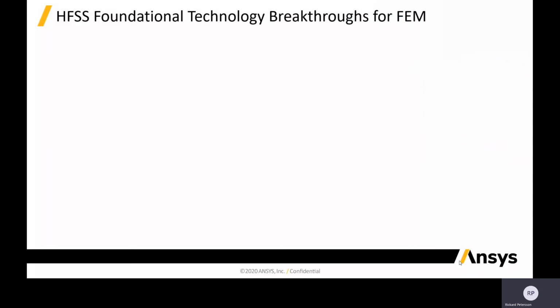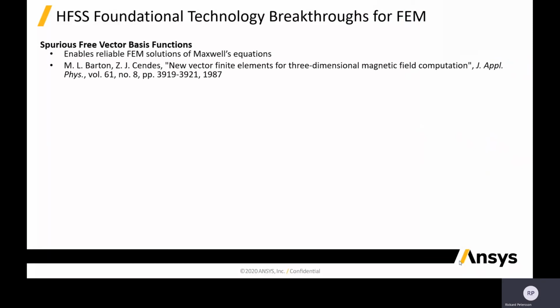Next, I will now talk about some HFSS foundational technology breakthroughs for the frequency domain finite element solver. And those are four different ones. I'm going to first list them here and then get into a little bit more detail in the subsequent slides. So the first major breakthrough is the spurious free vector basis functions.